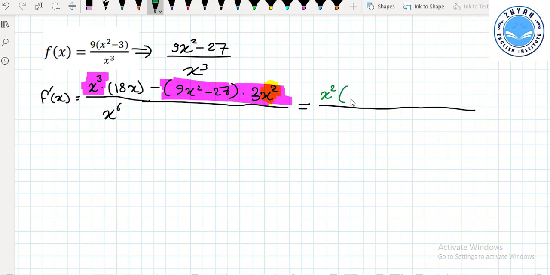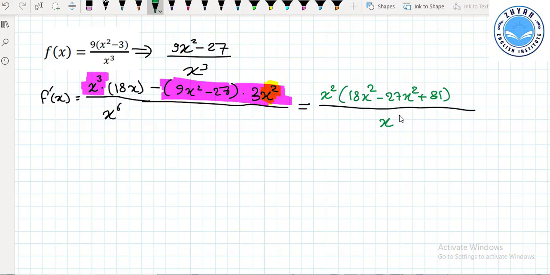X times 18x is 18x squared. This minus goes to both terms. That is negative. The 3 stays. 3 times 9 is 27x squared. With the negative, negative 27x squared. And 3 times negative 27 is negative 81. With this negative, it's going to be positive 81.